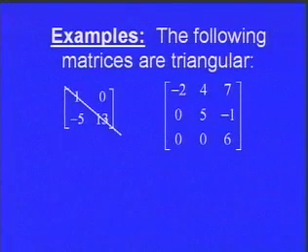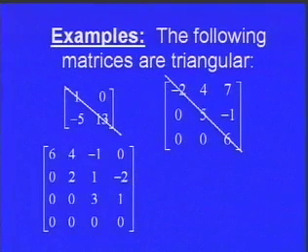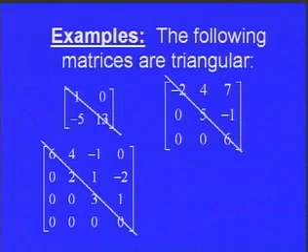All right, and then the next one, I have -2, 4, 7 in the first row. The second row is 0, 5, -1, and the third is 0, 0, 6. Again, looking at the main diagonal, you'll see that below and to the left of the main diagonal are all zeros. So that also is triangular. All right, next I have a 4 by 4. Again, looking at the main diagonal, the 6, 2, 3, 0. Looking below and left of that main diagonal, all I see are zeros. So this also is a triangular matrix.